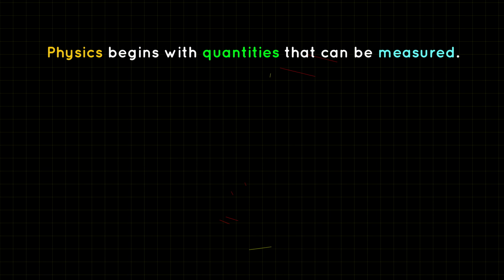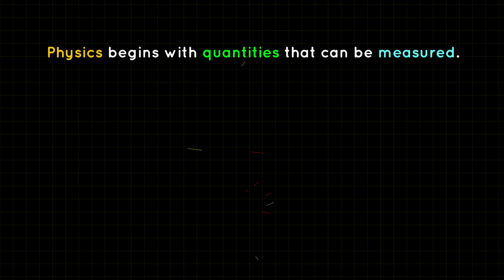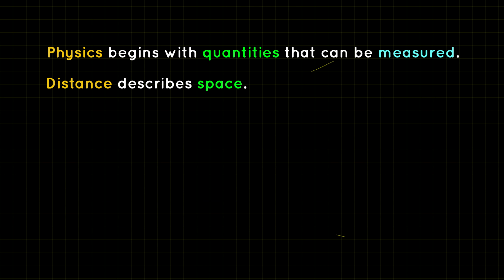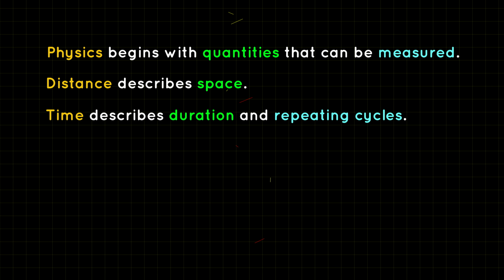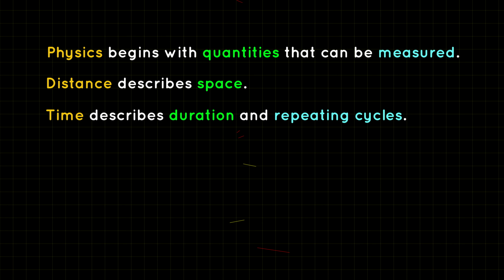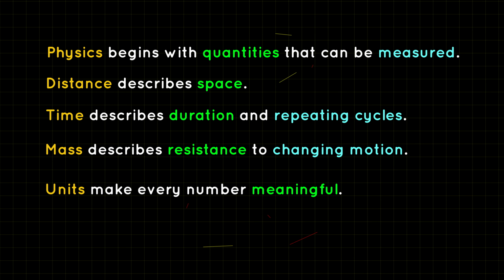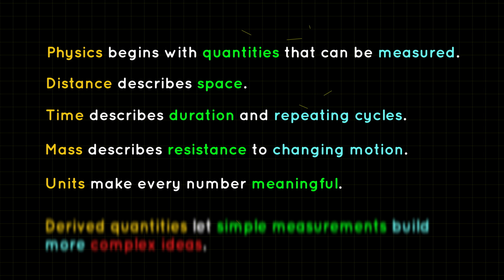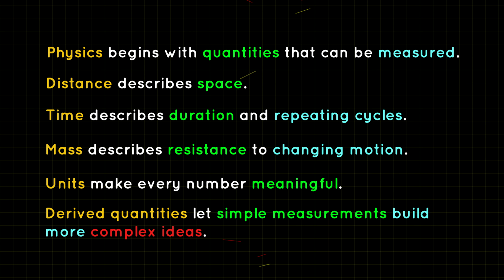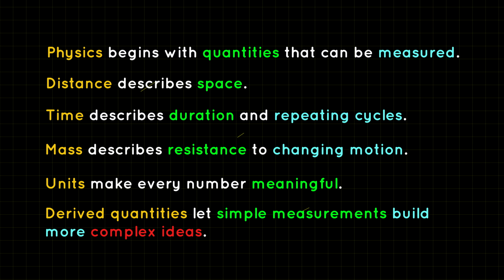So physics begins with quantities that can be measured. Distance describes space. Time describes duration and repeating cycles. Mass describes resistance to changing motion. Units make every number meaningful, and derived quantities let simple measurements build more complex ideas.